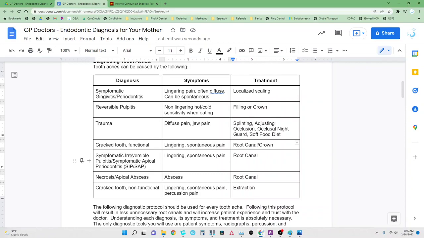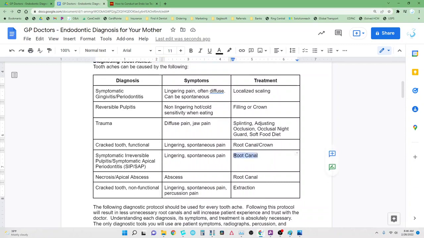So symptomatic irreversible pulpitis with symptomatic apical periodontitis, or SIP-SAP as we put it in our notes, okay? This would be lingering spontaneous pain. Now, my issue with lingering is what is lingering? Is it 10 seconds? Is it 15 seconds? Is it 1 minute? To me, lingering isn't something that is super easy to quantify, okay? But anything with symptomatic irreversible pulpitis needs a root canal.